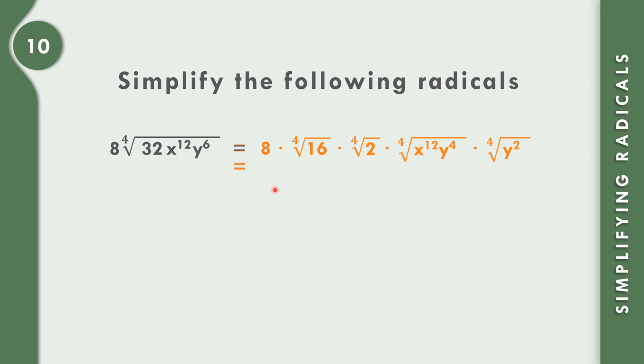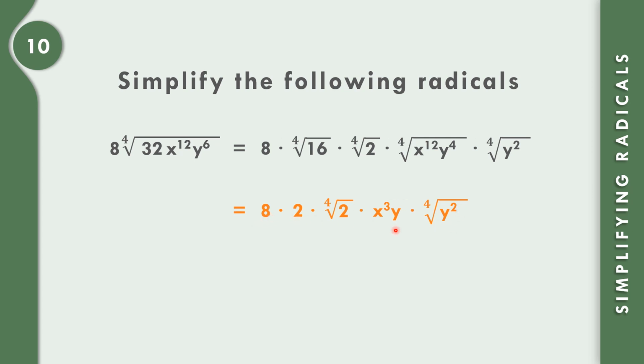So let us copy 8. And then the fourth root of 16, that is equal to 2. And then copy the fourth root of 2. How about the variable x and then y? 12 divided by 4, that is equal to 3. So x cubed. 4 divided by 4, the answer is equal to 1. While here, 2 divided by 4 cannot be. So let us copy fourth root of y squared.